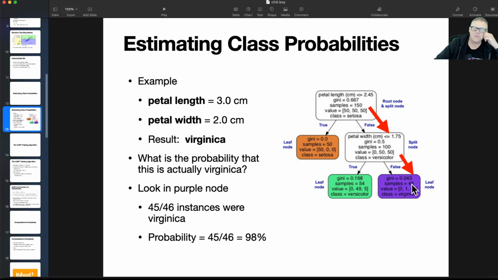So if you want to estimate the accuracy, what is the probability that this thing is really Virginica? Well, the logical thing to do is here 45 out of the 46 training samples here were indeed Virginica, so that's the probability, 98%, 45 over 46. That's a way to estimate how likely your conclusions are.